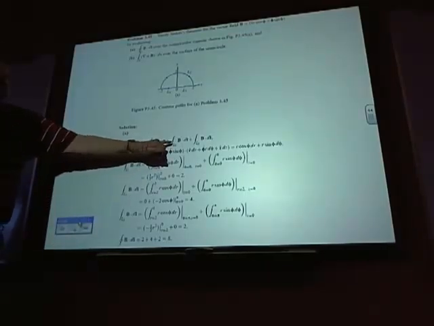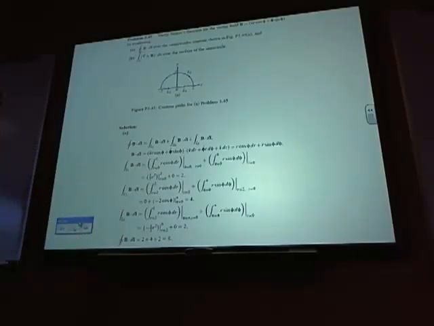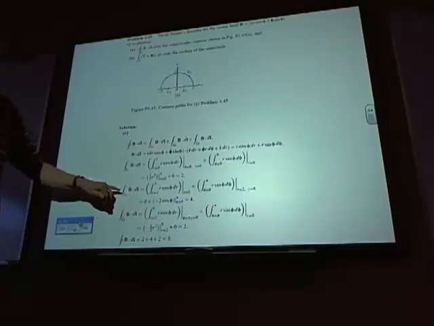So you dot these two together, and you get your B dot dl. Now we have to decide where we are going to integrate. Well, we're going to integrate L1. Where's L1?